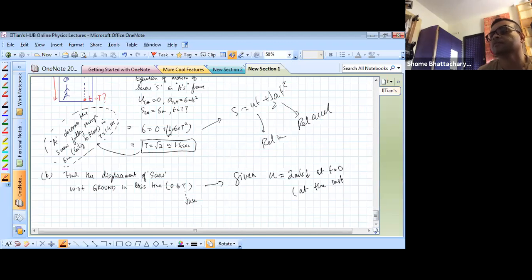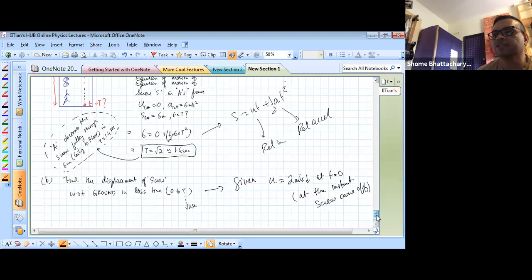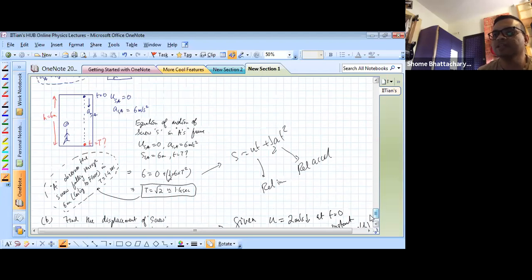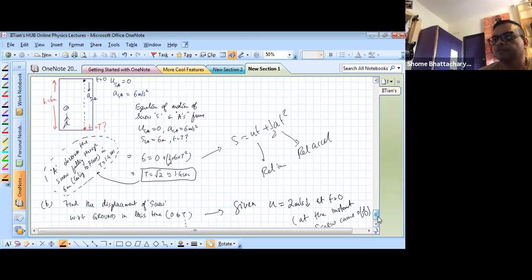At the instant the screw came off. But understand one thing, this initial velocity doesn't affect my last part, because in the frame of the elevator, the initial velocity of the screw will be 0. Okay. So use the data from here and solve this part.